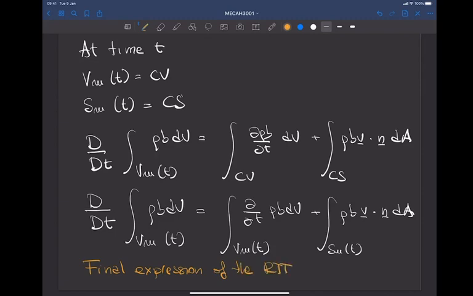That, by the way, for the people that know the Leibniz formula for the differentiation under the integral sign, can in fact be seen as the generalization of the Leibniz formula.